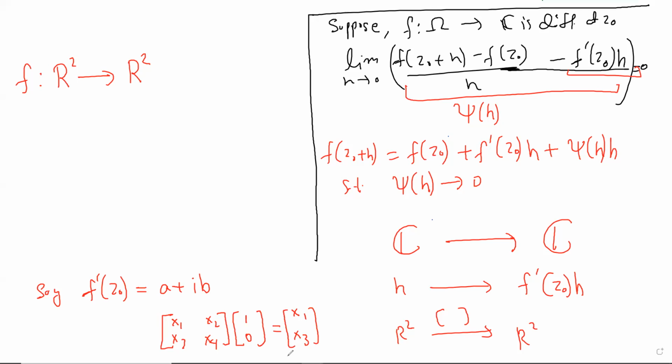Okay. Now what happens if you multiply a plus ib with 1 comma 0? What is 1 comma 0? It's just 1, 1 plus 0i. Right? So then what do we get as the answer? We get a plus ib. Now from here, it's very clear that x1 is a and x3 is b, right? This implies that x1 is a, right? Because this output must match, so this input is this.